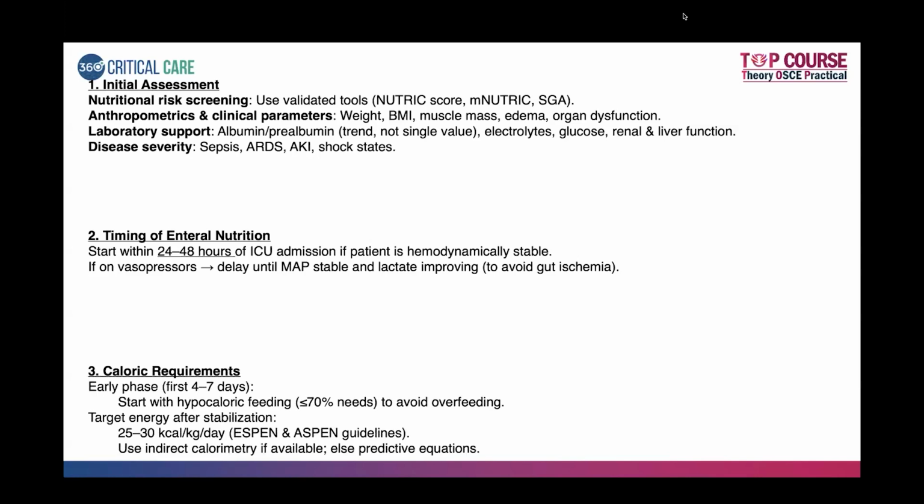Then caloric requirements in the early phase, that is the first 4 to 7 days, start with hypocaloric feeding, that is less than 70% of the needs, to avoid the risk of overfeeding. Then target energy after stabilization would be 25 to 30 kilocalories per kg per day as per the ESPEN and ASPEN guidelines. For assessment of energy expenditure, you can go with indirect calorimetry if available, or you can go with predictive equations like the ones I had mentioned previously.